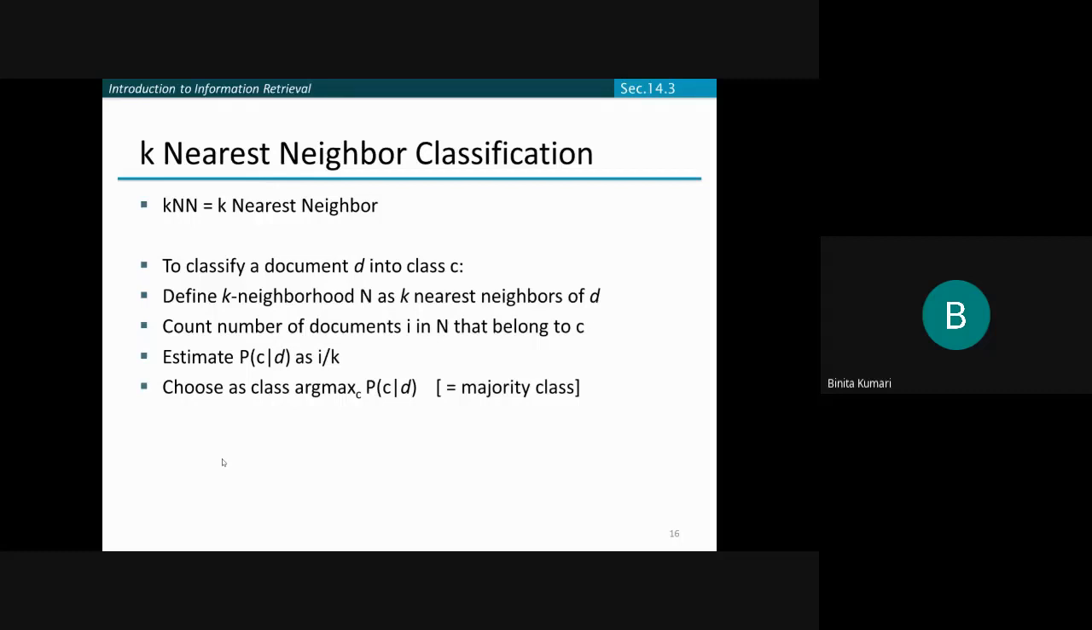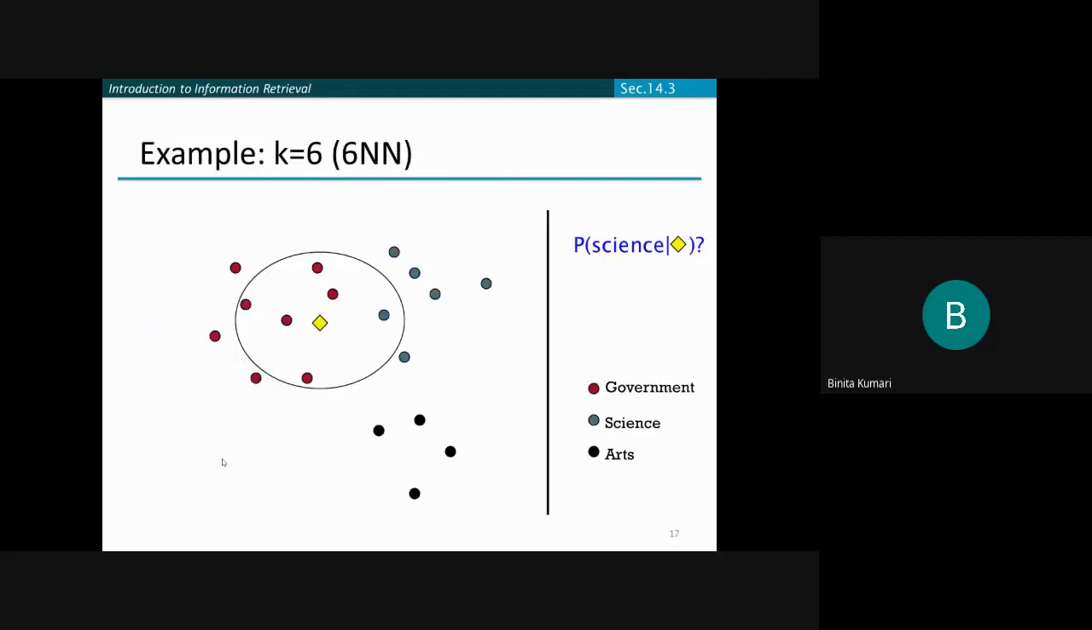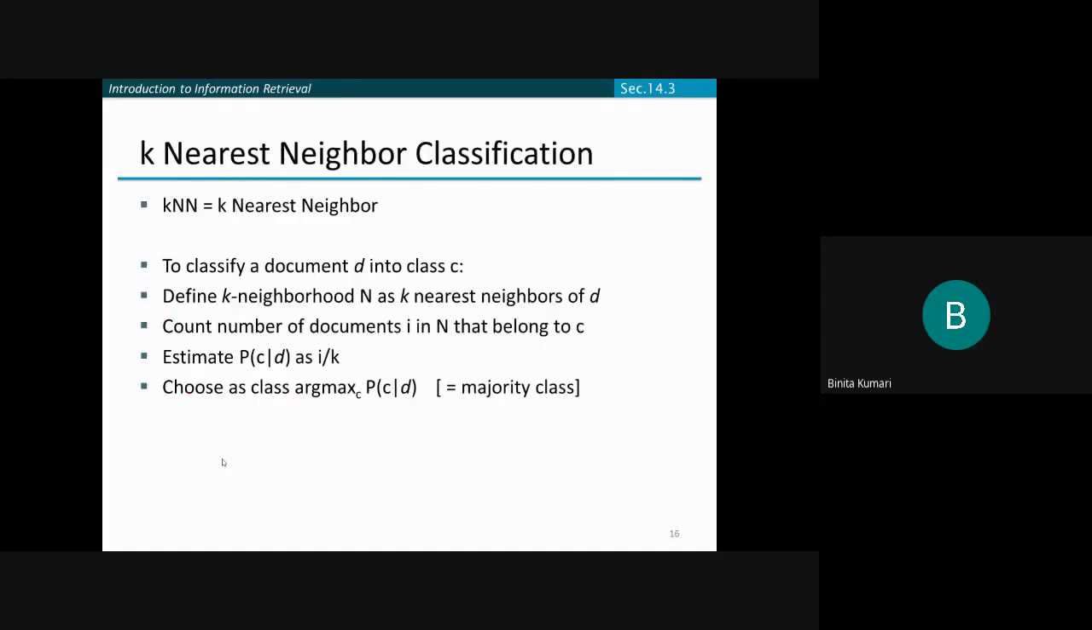Now coming to the k nearest neighbor classification. This is another technique which is used for vector space classification. So KNN stands for k nearest neighbor. So let's go through an example. Here what we need to do is classify a document into a class C.